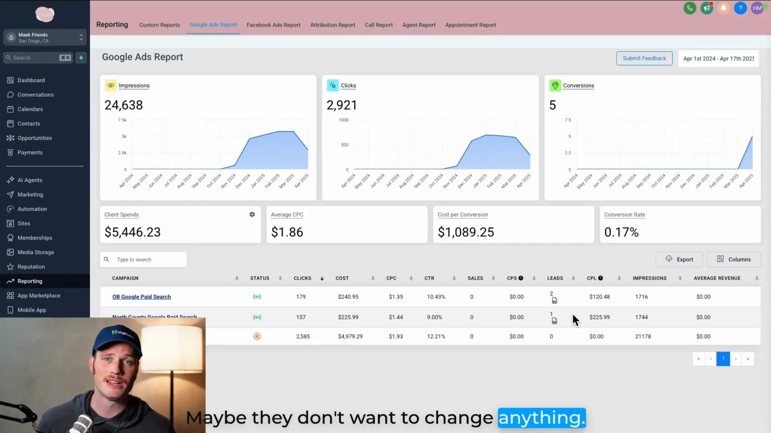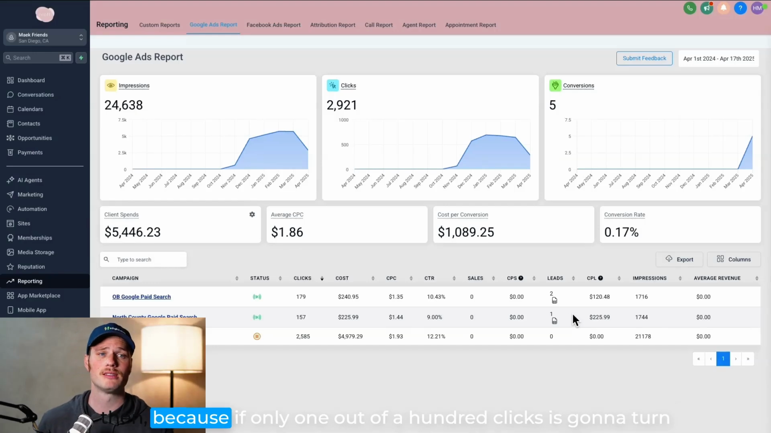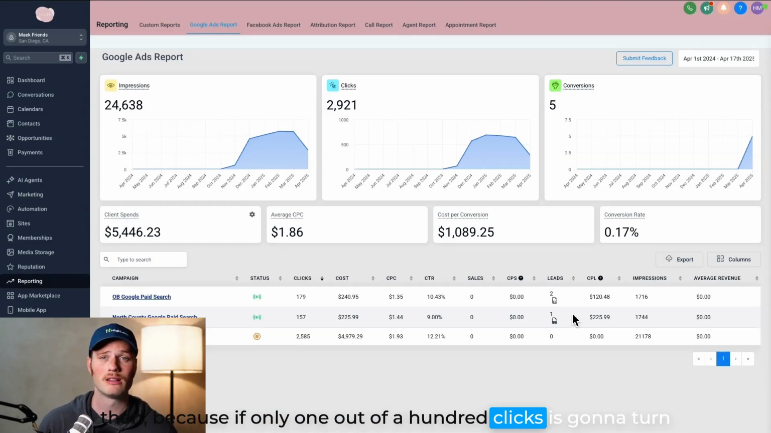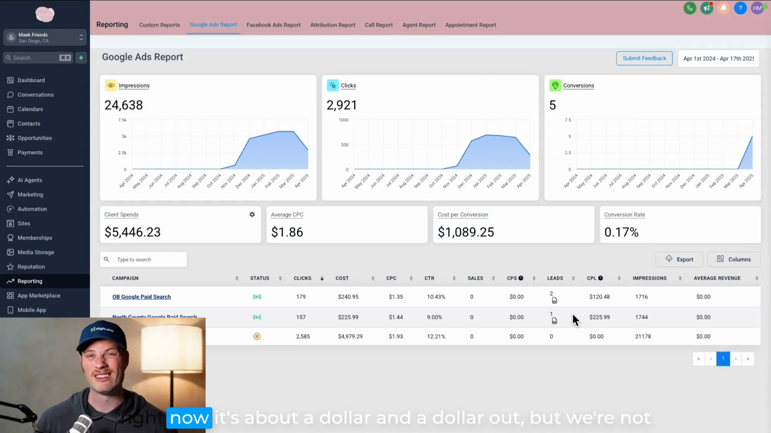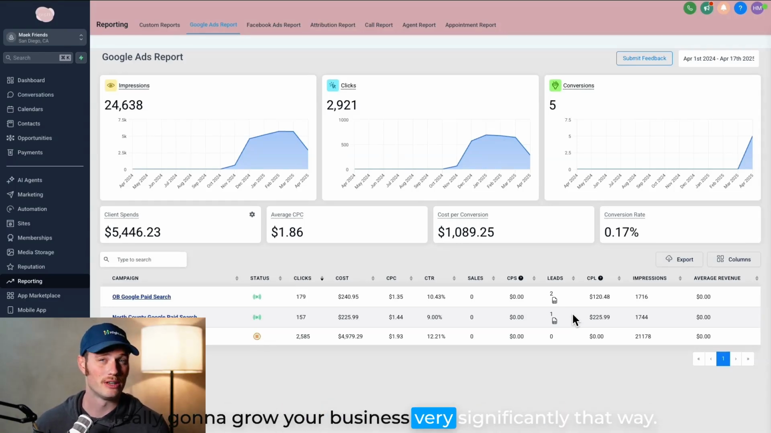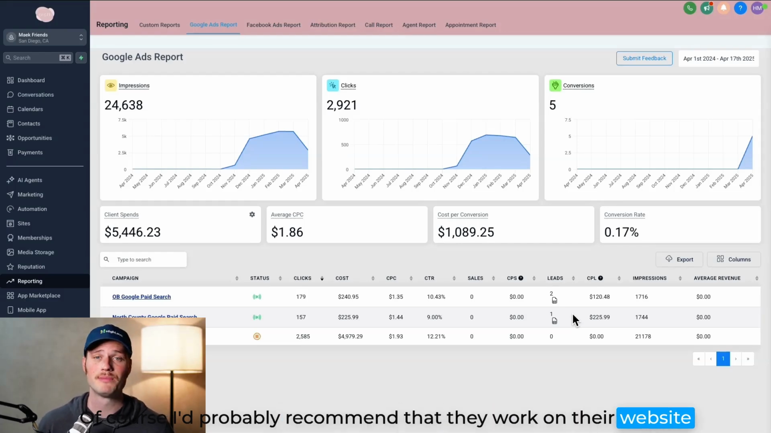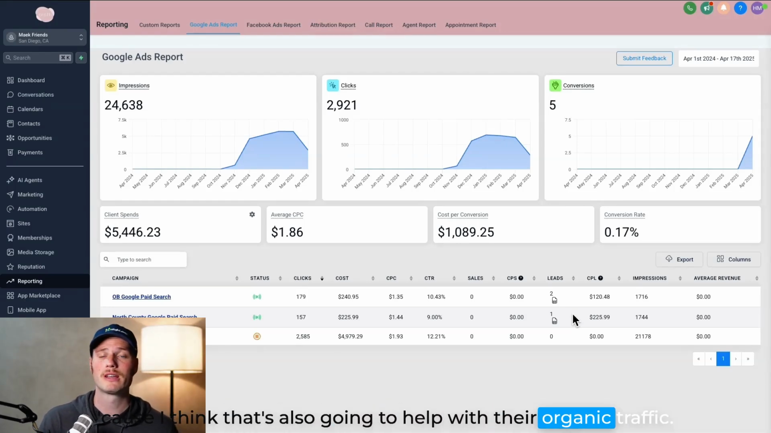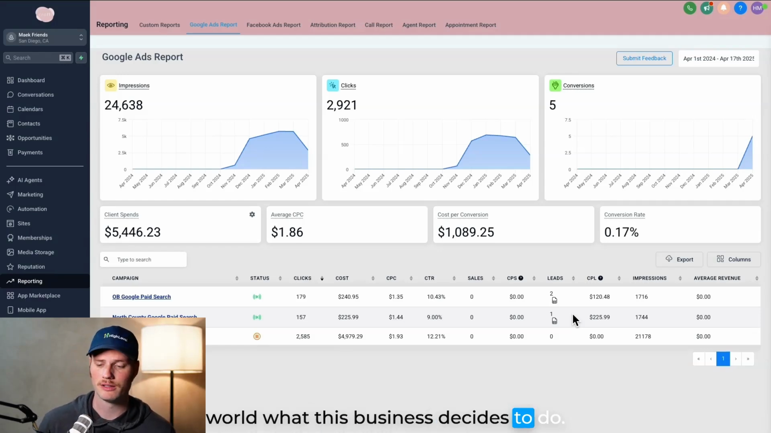Or maybe they make a different decision. Maybe they don't want to change anything, in which case I'll be like, okay, maybe Google Ads needs to pause then, because if only 1 out of 100 clicks is going to turn into a lead, I just don't think that's going to be sustainable. Right now it's about $1 in, $1 out, but we're not really going to grow your business very significantly that way. Of course, I'd probably recommend that they work on their website, because I think that's also going to help with their organic traffic. So it'll be interesting to see in the real world what this business decides to do.